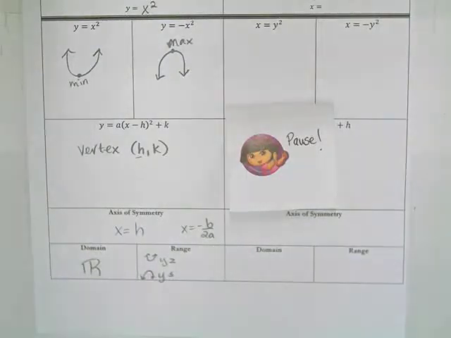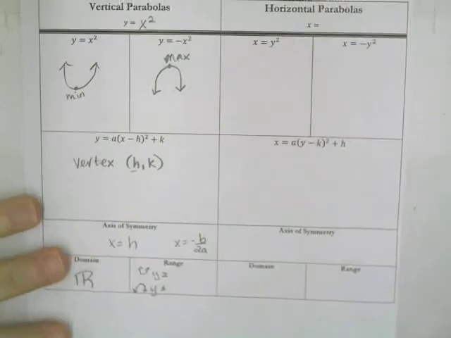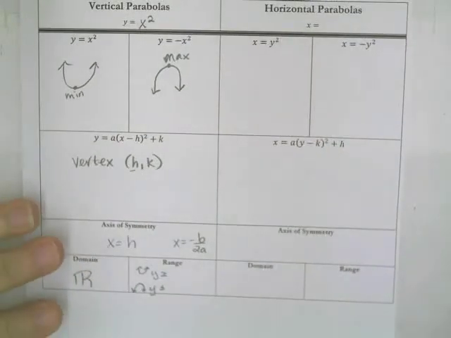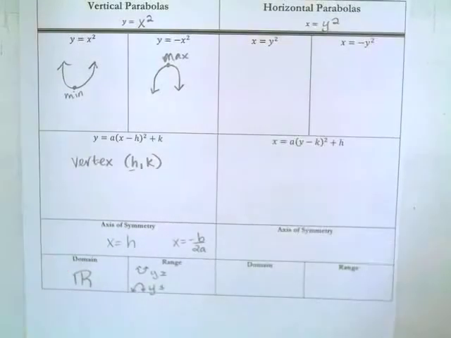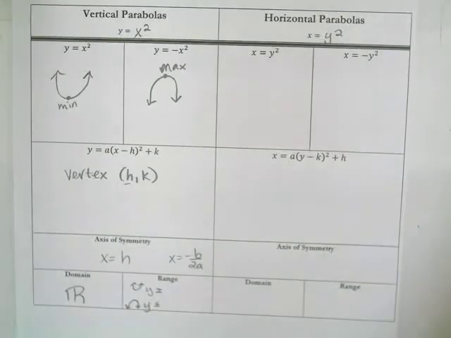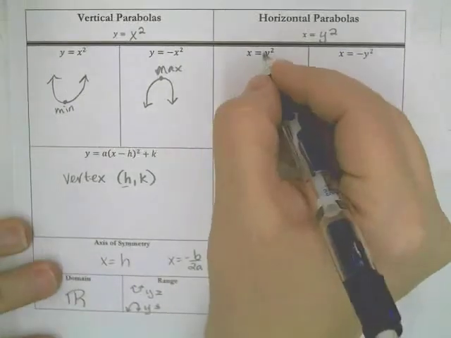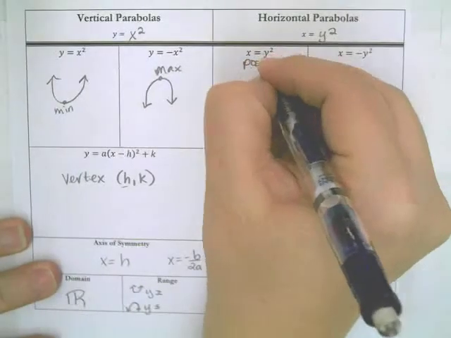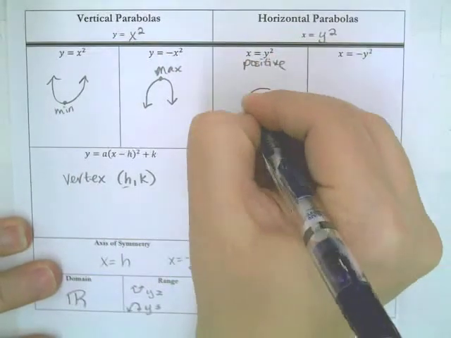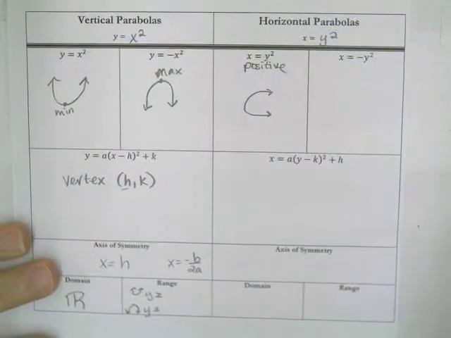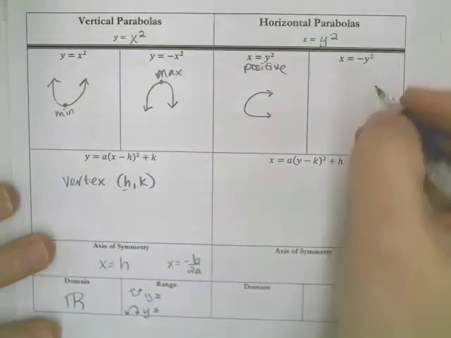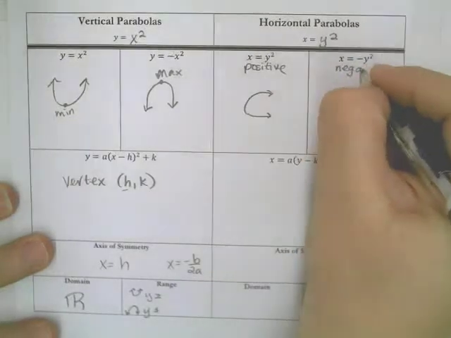Okay. With horizontal parabolas, what I'm doing now is I'm going left and right. So instead of being a y equals, it's an x equals y squared. Okay? You cannot graph these in the calculator. Calculators can't graph the x equals, so you have to know how to do these by hand. Okay. So when I have a positive, it goes to the right. And we will not have max or min values for horizontal parabolas. If I have a negative, it's going to go to the left.